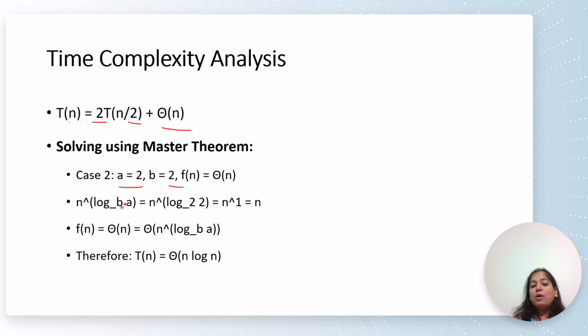So n raised to the power log a base b, if we calculate, becomes n raised to the power log 2 base 2, which comes out to 1, since log 2 base 2 is 1. So it becomes n raised to the power 1, which is equal to n. If we compare f(n) with n raised to the power log a base b, they both are the same, because this is also n and this is also a function of n. So again, case 2 is applicable over here, which comes out to be theta of n raised to the power log a base b. So your solution becomes theta of n log n.